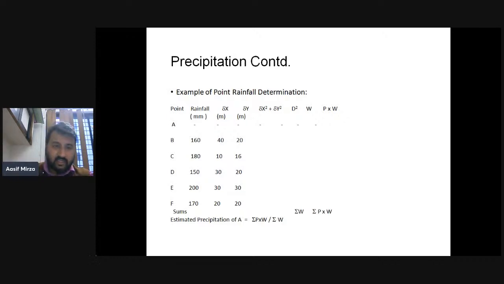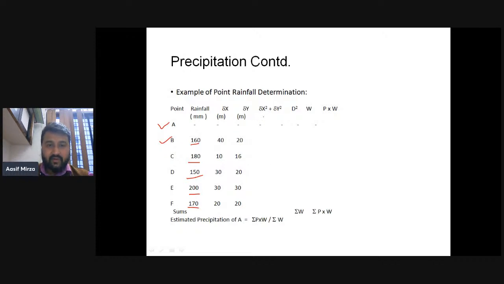Now, an example is given for determination of rainfall. Here you can see the points A, B, C, D, E, F are given, in which the rainfall is given for B as 160 mm, C is 180 mm, D is 150 mm, E is 200 mm, and F is 170 mm. Now del X values are 40, 10, 30, 30 and 20 in meters, where del Y values are 20, 16, 20, 30 and 20.